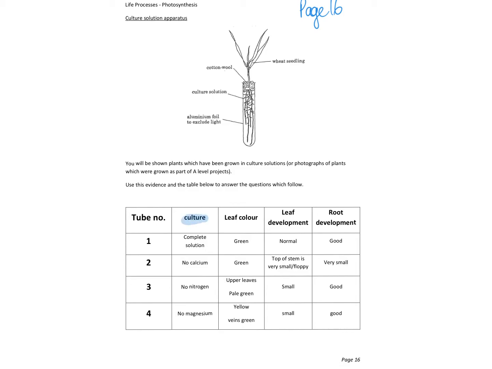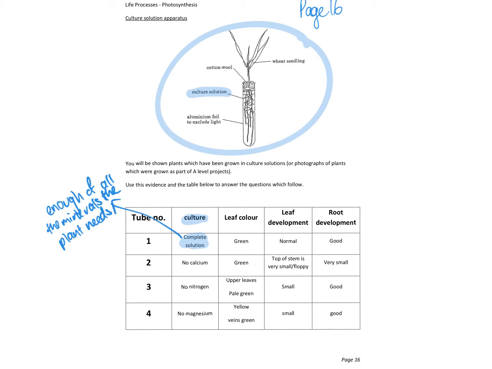So the first time we do the experiment, this is the general diagram, but what we're doing is we're changing the culture solution each time. The first time we do it, there's a complete solution. What that means is that the plant is grown in a solution that has enough of all of the minerals that the plant needs. You might want to write that beside culture number 1, the complete solution, at this stage, just so that you're familiar with that when you come back to answering these questions. So it has enough of all the minerals that the plant needs. That's what it means by complete solution.